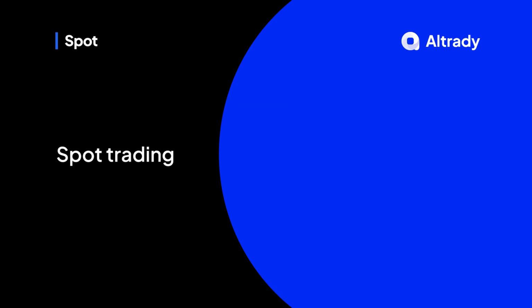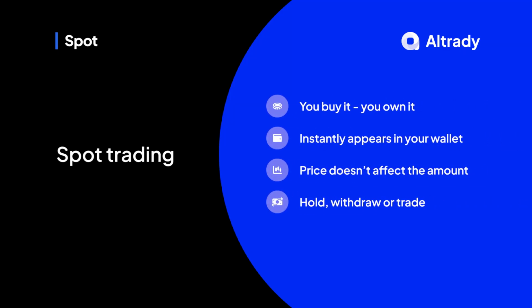Spot trading is the most basic form of trading. You buy and sell actual cryptocurrencies, and they are transferred to your account instantly after the trade. This means that right after your order is filled, you own the actual cryptocurrency in your wallet, ready to hold, withdraw, or trade further. It's simple.